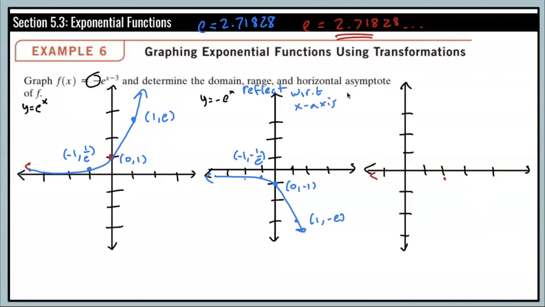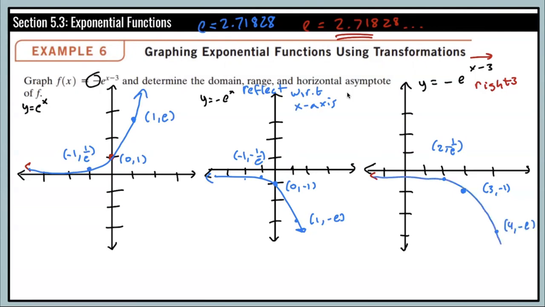Right. Last but not least, we have y equals negative e to the x minus 3. This is going to go to the right 3, right? So we're going to copy our graph. Instead of having it at 0, negative 1, we're going to have it at 3, negative 1. And then you're going to have 2 comma negative 1 over e. And you're going to have 4 comma negative e. And that's what your graph should look like.